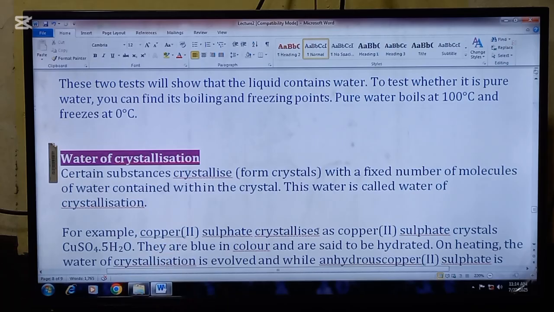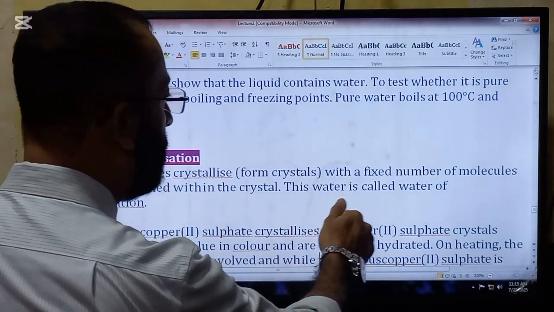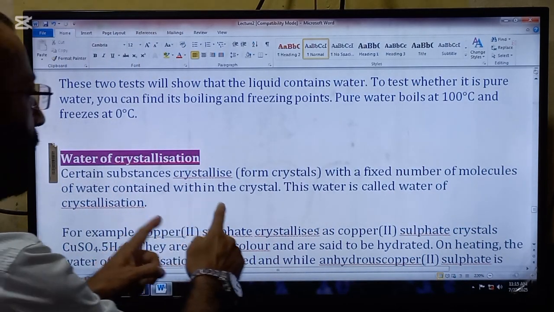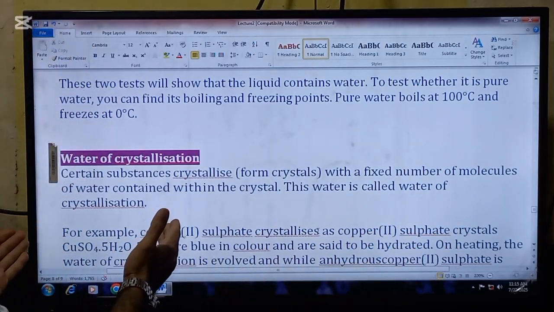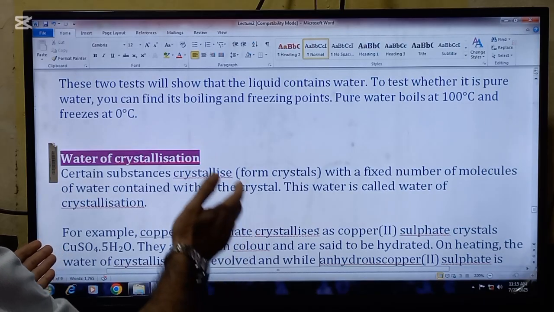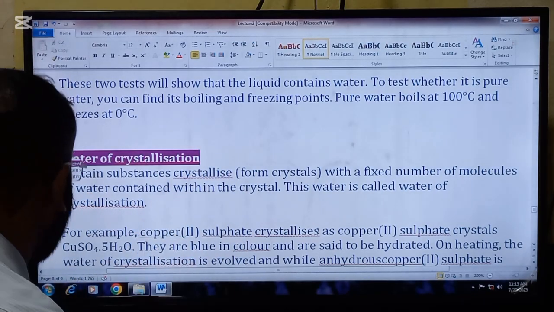The next thing that we are going to read is the water of crystallization. Certain substances crystallize, forming crystals with a fixed number of molecules of water contained within the crystal. This water is called the water of crystallization. So the number of molecules of water that crystallize with the compound is called the water of crystallization.